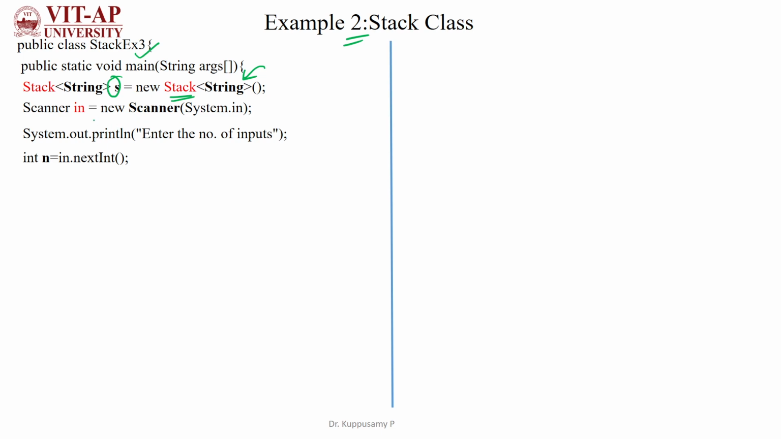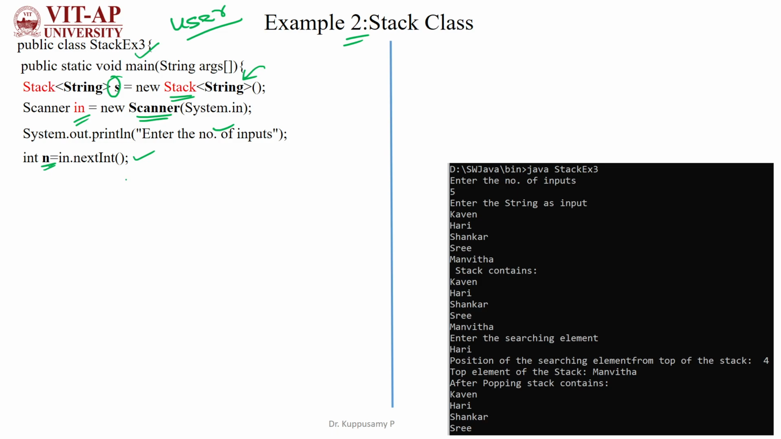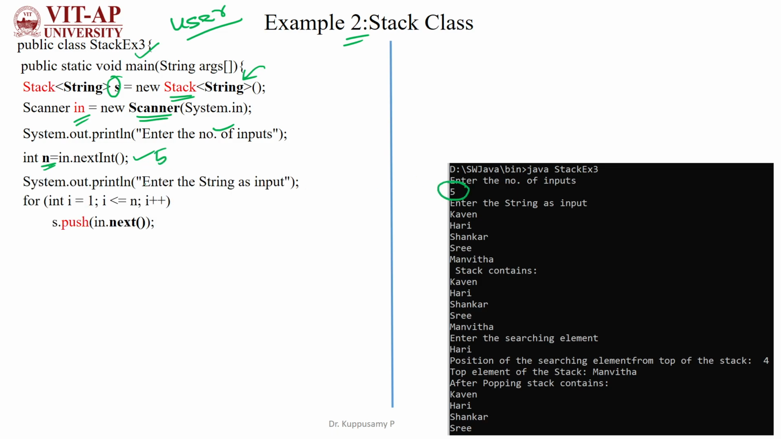list interface. Now I'm creating the in object by using the Scanner class. Here I'm going to give the input using user-defined input, not static input. So now I am giving a number of inputs. N is given by using nextInt. As per this, I am giving 5 as the input. Then I am giving strings as input because the data type of my object is String. So I am passing the string inputs.